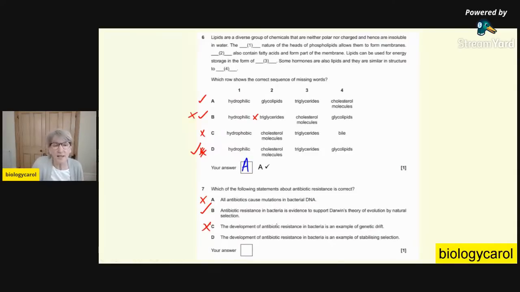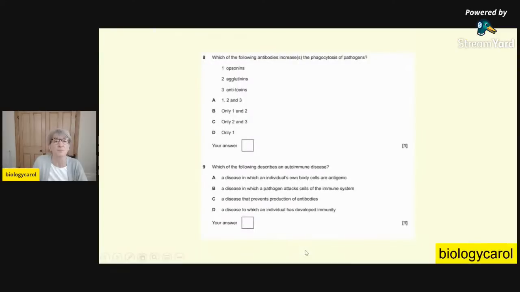And I've got a box here that isn't letting me read all of this. Development of, this is the stabilizing selection option. It isn't stabilizing selection. Antibiotic resistance is an example of directional selection. So this is not true either. So it is B, and that was the right answer.